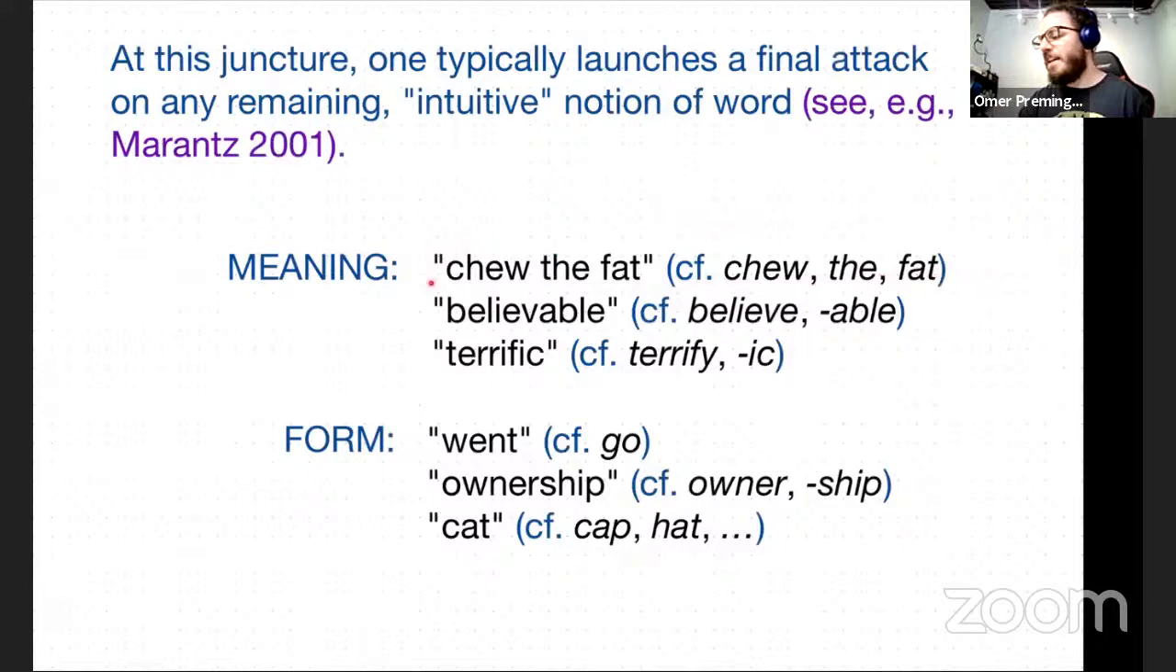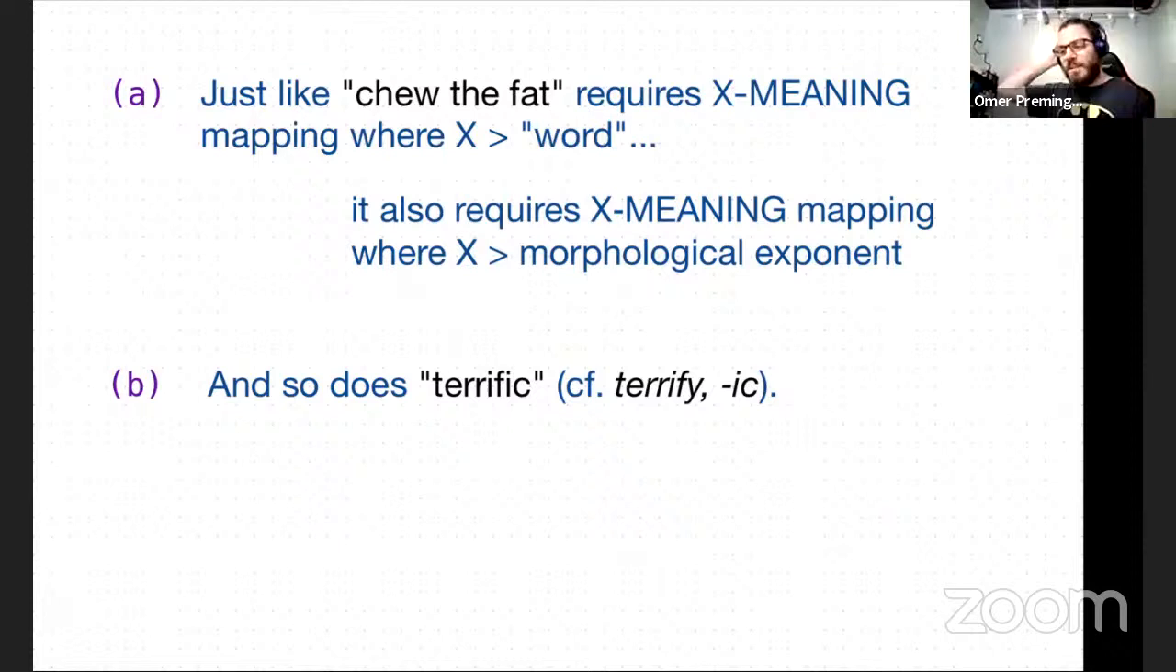The reason chew the fat shows that words are a bad basis on which to build form meaning correspondence is because this means to talk at length with someone, but it's a property not of any of the single words here, it's a property of the whole. And so words cannot serve as the ultimate basis for form meaning correspondence. And just like that's true for words, the same is true for individual morphemes, because after all, this is also more than one morpheme. And so the same logic applies here. This also requires an X meaning mapping where the X can be bigger than the morphological element, just like it requires an X meaning mapping where the X can be bigger than.